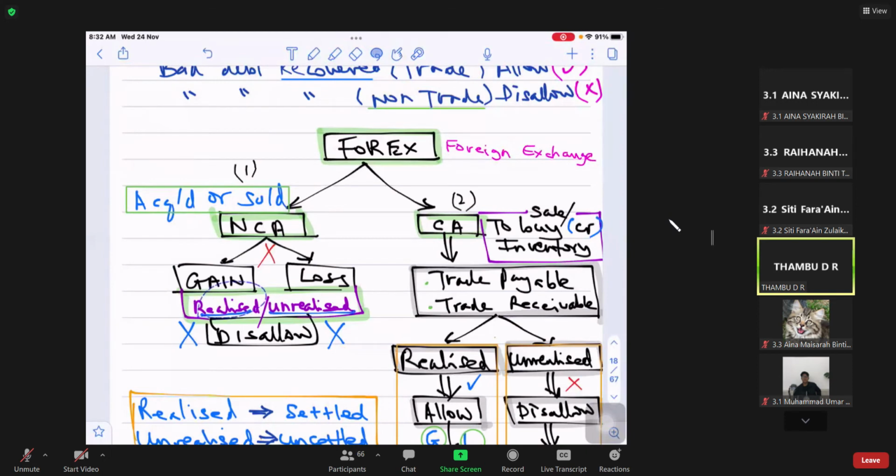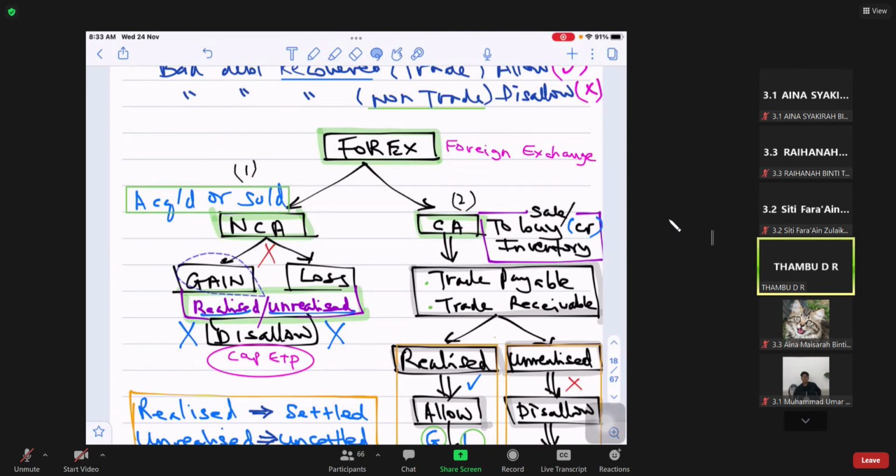whether realized or unrealized, if relating to asset, we don't allow, because relating to asset is capital expenditure. That's why we don't allow. Anything relating to asset is capital expenditure. Capital mana boleh, tak boleh. Okay. So that is capital expenditure. We don't allow anything that you incur on non-current asset.